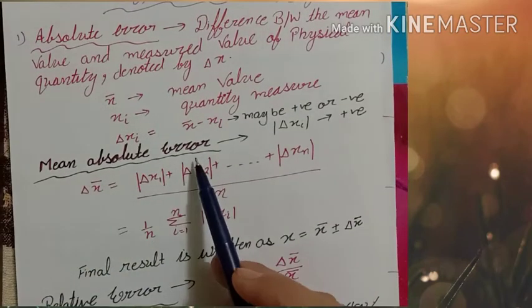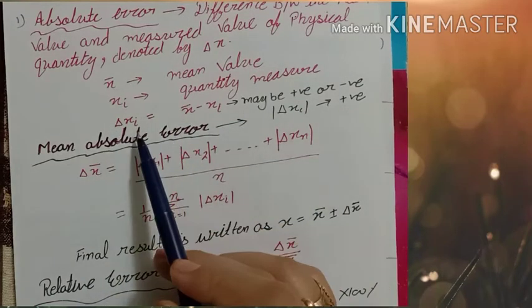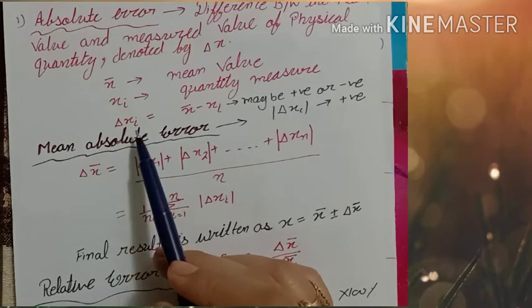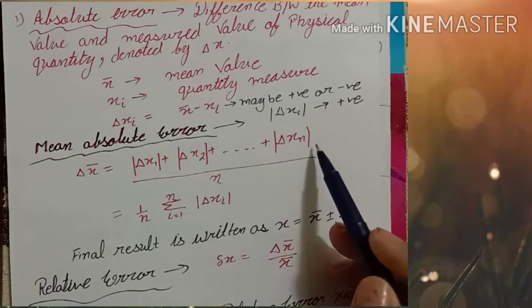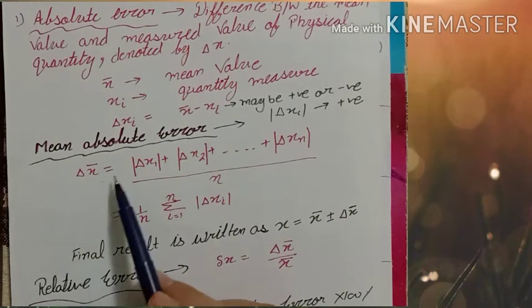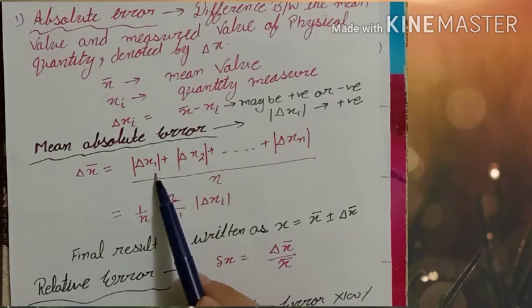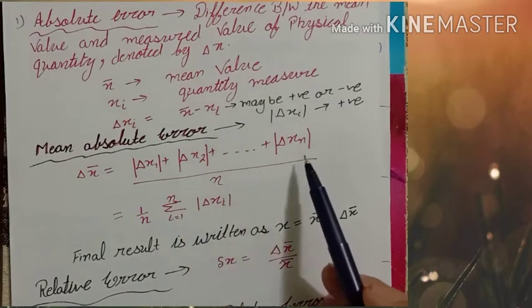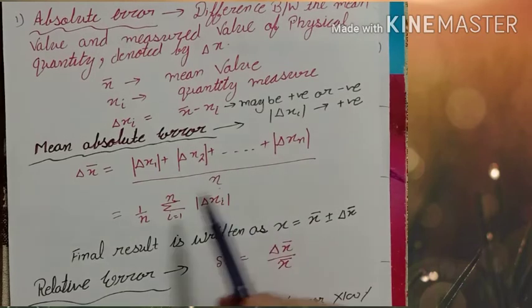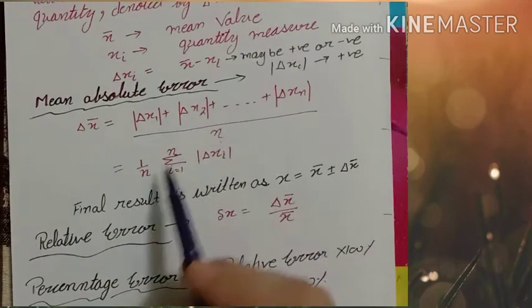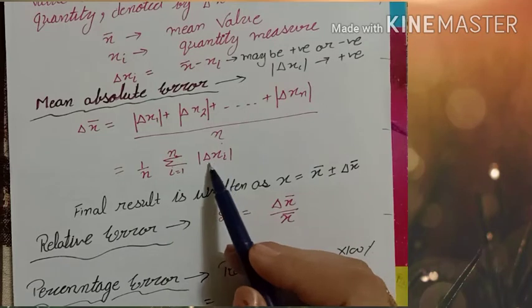Second is mean absolute error. What is the mean absolute error? It is the mean of all the absolute values, meaning you can say that it is the mean of the delta xi. If we have delta x1, delta x2 up to delta xn, then the mean value of this is represented by delta x bar, and this will be equal to delta x1 plus delta x2 plus and so on plus delta xn divided by n. It gives the value of mean absolute error. So this will be equal to 1 by n summation i equal to 1 to n delta xi.